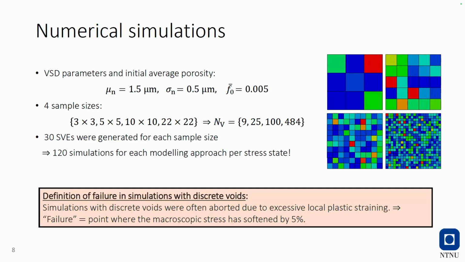So this is some kind of a cross-section of that 3D model. And then for each of these sample sizes, we generate 30 SVEs. So this is basically a unique model, 30 draws. And so this gives 120 simulations for each modeling approach per stress test. There's a lot of simulations, basically.